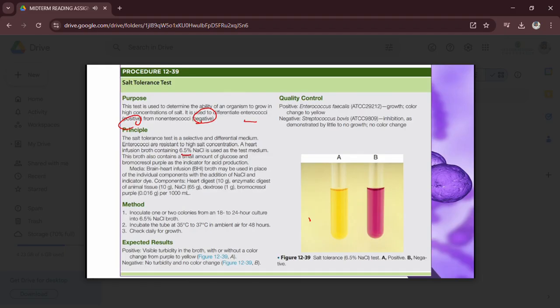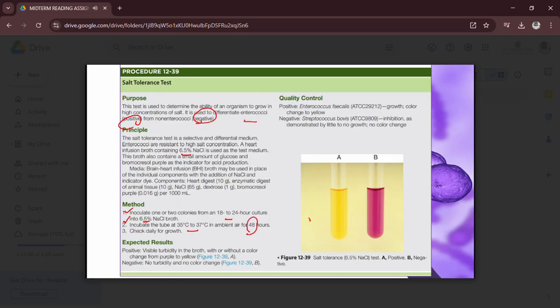Now, how do we do this procedure? First, mag-inoculate muna tayo. You get 1 or 2 colonies from your 18 to 24-hour culture. Lagay po natin diretso sa 6.5% sodium chloride broth. After we have inoculated that, we now incubate. Still 35 to 37 degrees Celsius, in ambient air for a total of 48 hours.